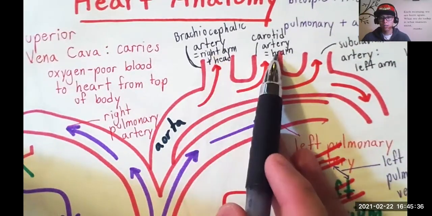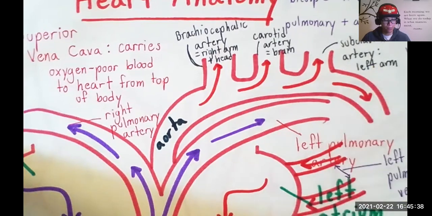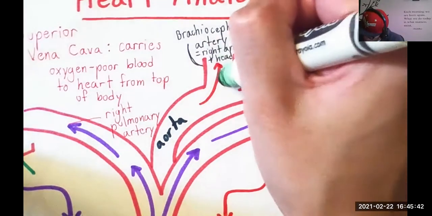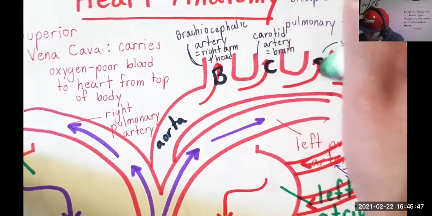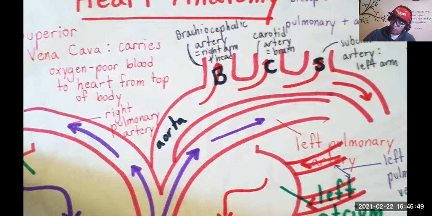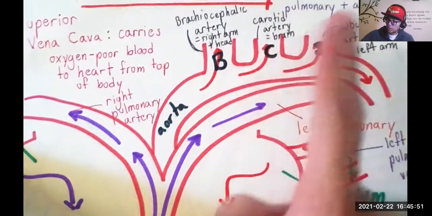Brachiocephalic, carotid artery, and then subclavian artery. B, C, S. Brachiocephalic, carotid artery, subclavian.